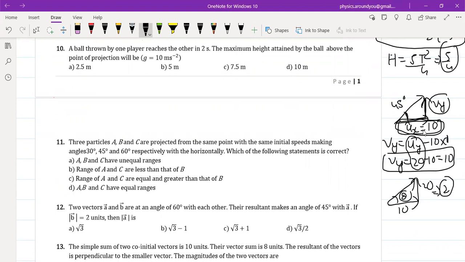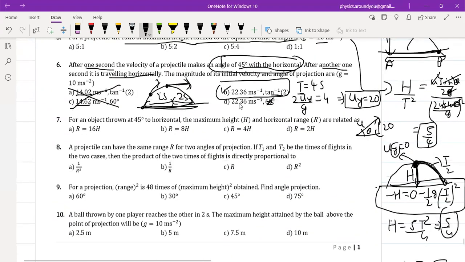Even the horizontal component should be 10. Therefore, the initial vertical component is 20, the horizontal component is 10, and I found out the angle as 2. So that's a nice question.